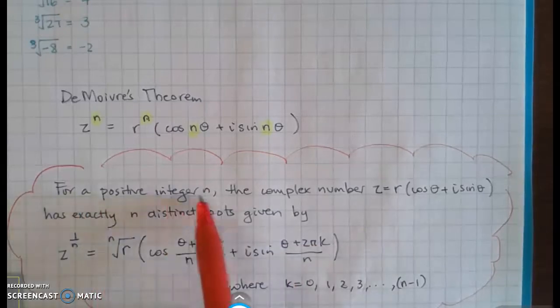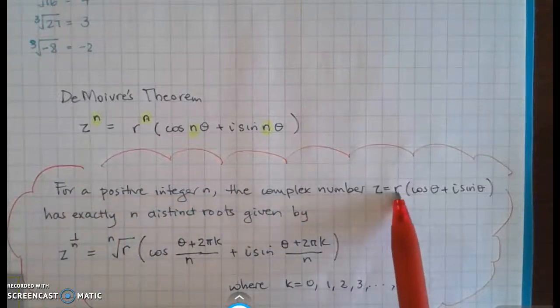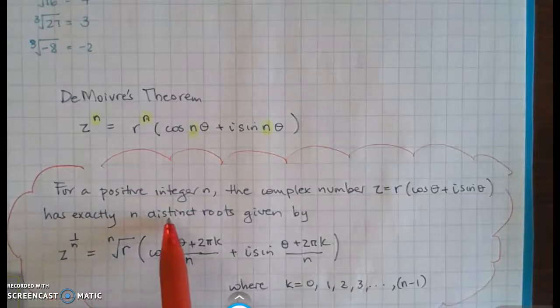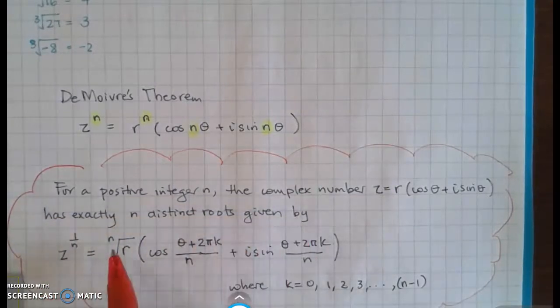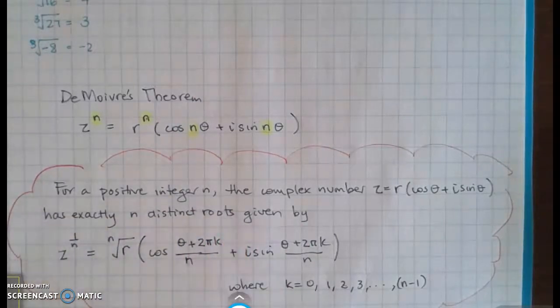And if you read this part here, for a positive integer n, the complex number z equal to r cosine theta plus i sine theta has exactly n distinct roots given by this. So we end up with n number of roots. Okay, so let me explain what that means.